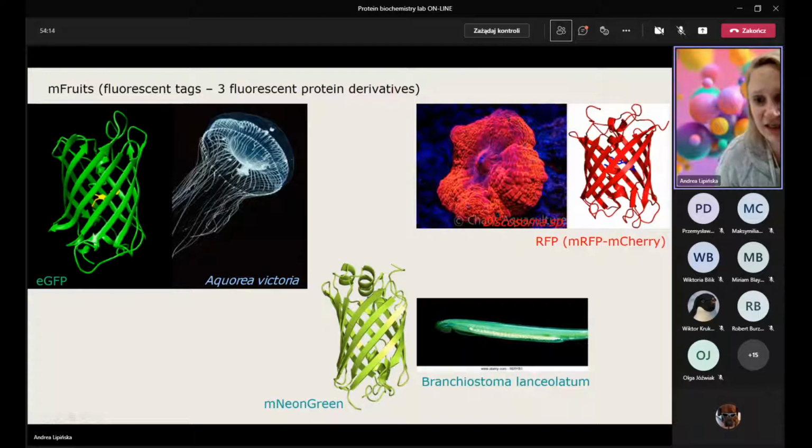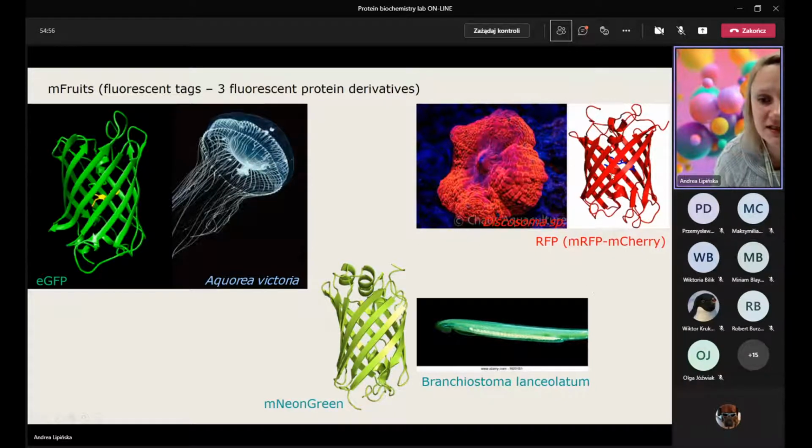So the second one is a red fluorescent protein coming from this anemone, so this sea coral, which is called Discosoma. It's Discosoma species because there are different species of Discosoma which can be used for isolation of the original gene. But we are using mutated versions of RFP usually, and mCherry is the most popular. It gave the origin to so-called mFruit proteins, so with different fluorescent emission spectra, so different colors, and you can choose the one that you like.